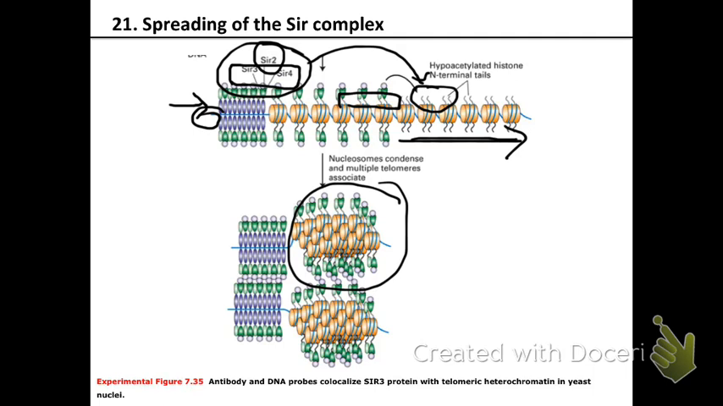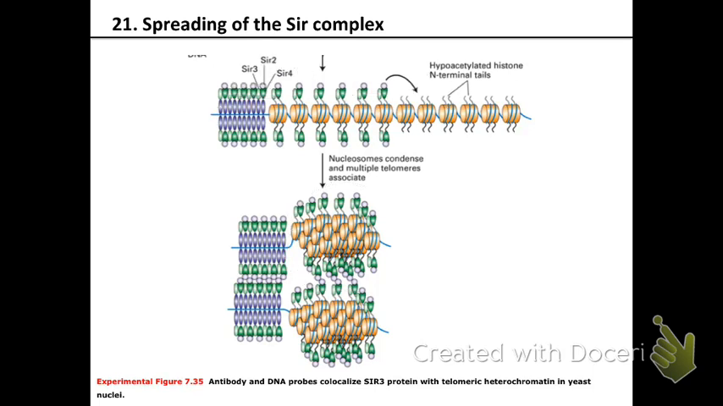So which one of these proteins, SIR2, SIR3, or SIR4, is a writer? None of them, right? We're not talking about putting a modification on. Which one of them is an eraser? SIR2, right? Which one of these are readers? SIR3 and SIR4. Some kind of principles.